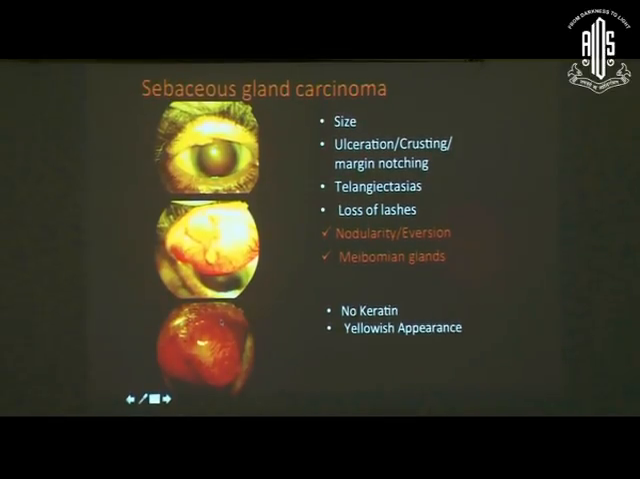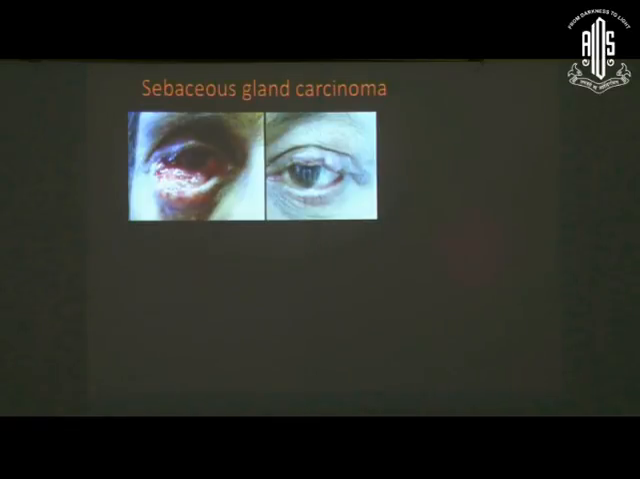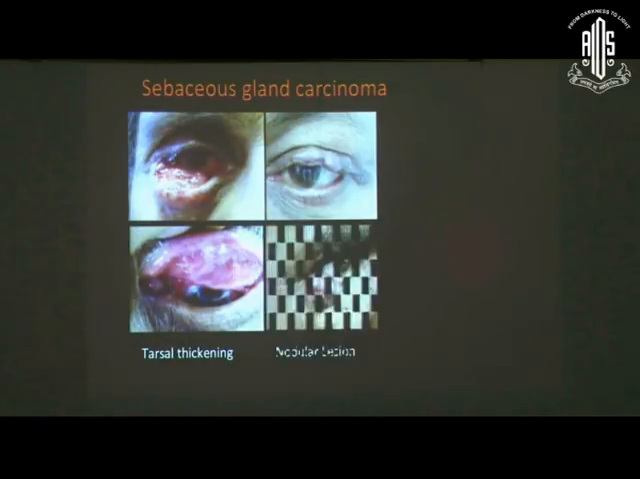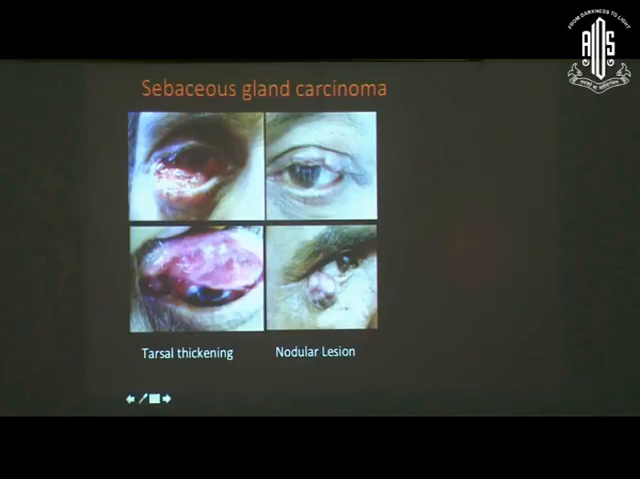So often you see burst lesions which form a granuloma. The difference here is the color. Those appear pink, reddish, while these are classically very, very yellow. This is some of the other forms of sebaceous gland carcinoma, and the other features are tarsal thickening, as is seen in a diffuse sebaceous gland carcinoma, or it may appear as a very concise nodular lesion.